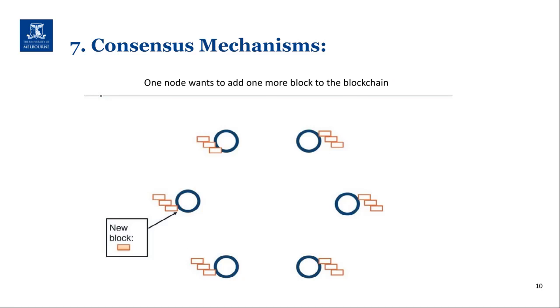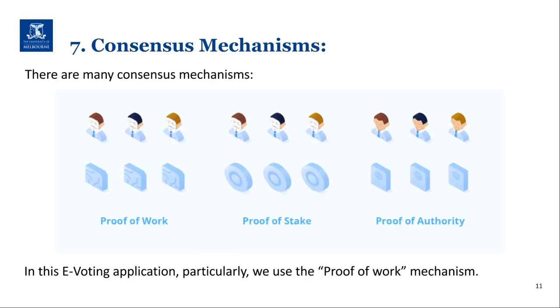A typical Ethereum network applies several consensus mechanisms for adding a new block to the existing chain. It depends on what type of blockchain, permissioned or permissionless. For the public Ethereum network, it's proof of work.